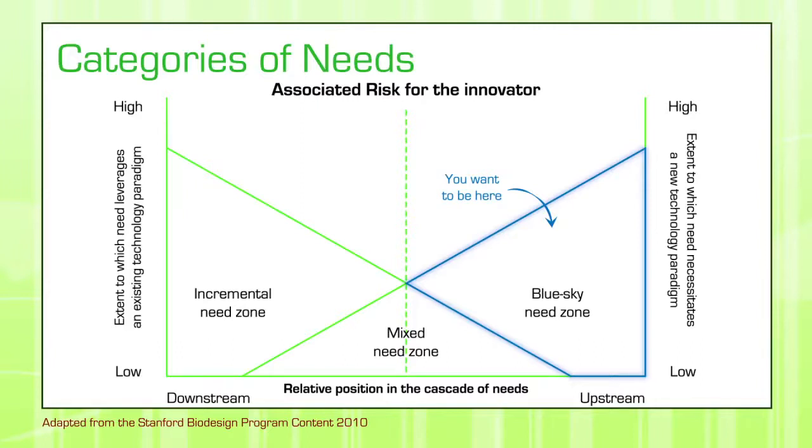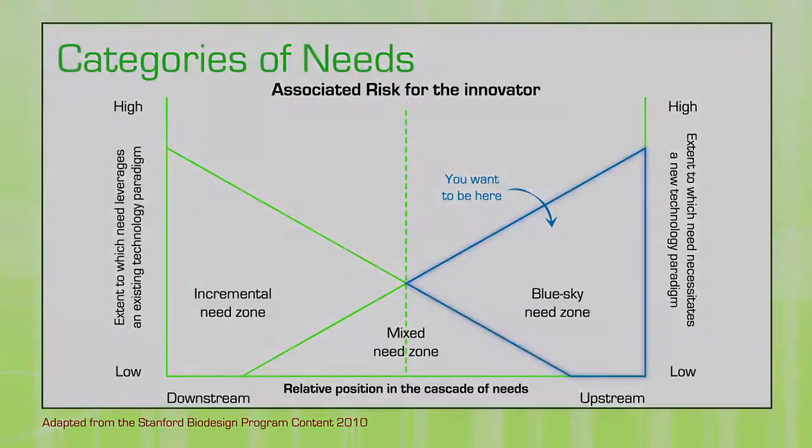And there, of course, is an in-between, which is called the mixed zone. Basically, what the innovator wants is to place themselves in that blue sky need zone by developing needs that address the root cause, without any technology push, that are going to steer you away to technological developments that nobody else has done, and/or problems that nobody has solved.